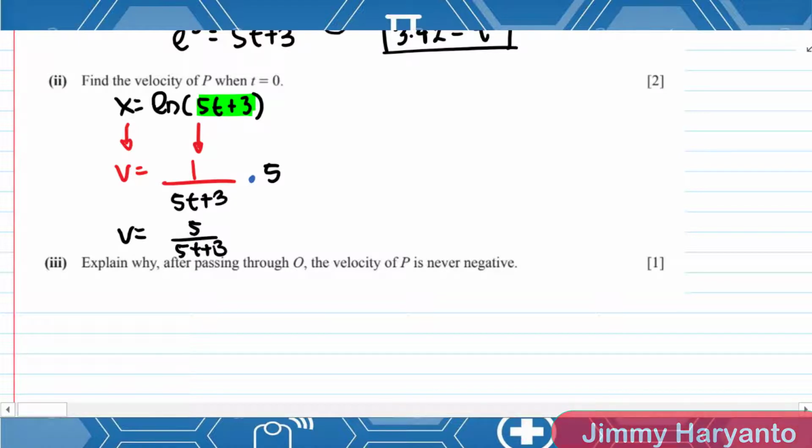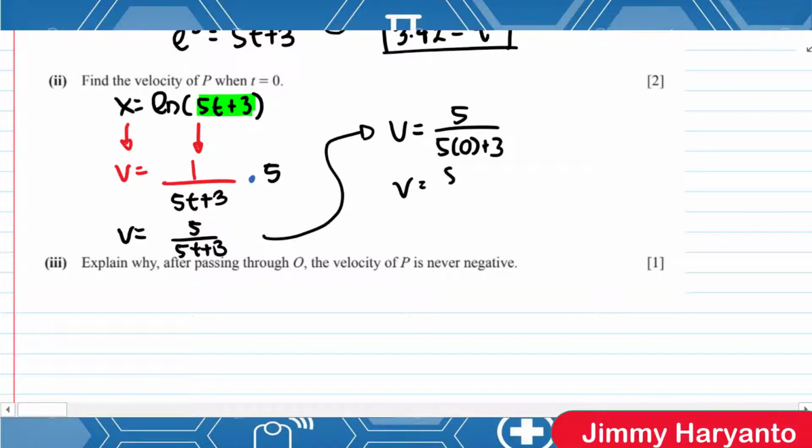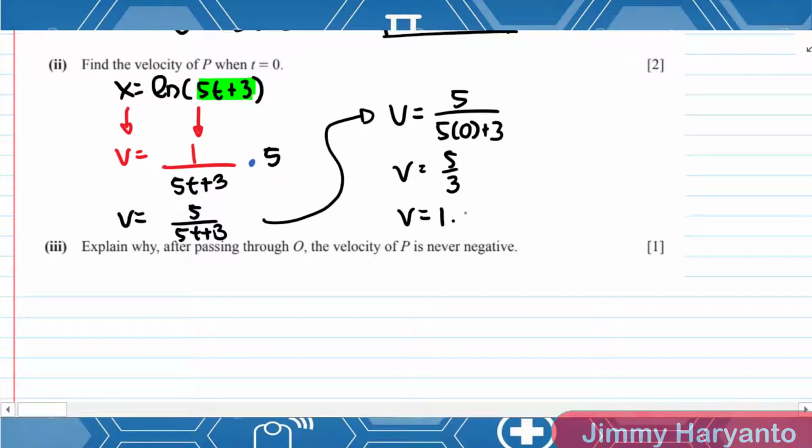There you go. After you get the velocity, the question wants you to find the velocity when t equals 0. So it will be 5 over 5 times 0 plus 3. Velocity equals 5 over 3 in fraction form. In decimal form, it will be 1.67 meters per second. So this is the velocity.